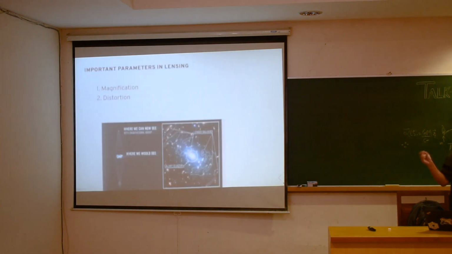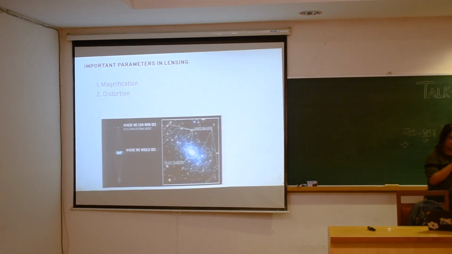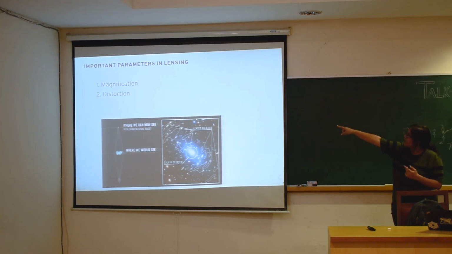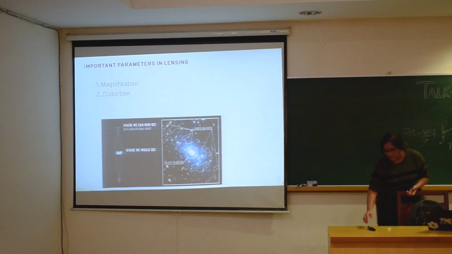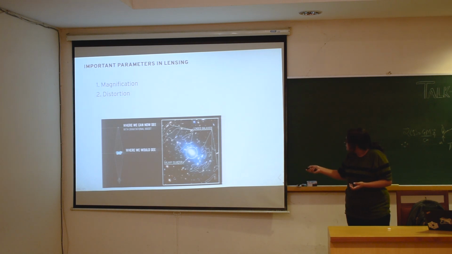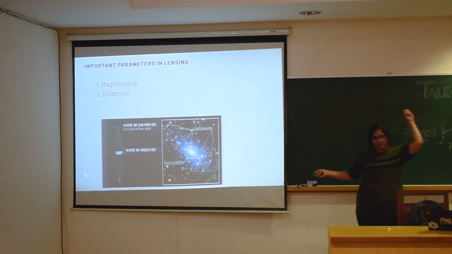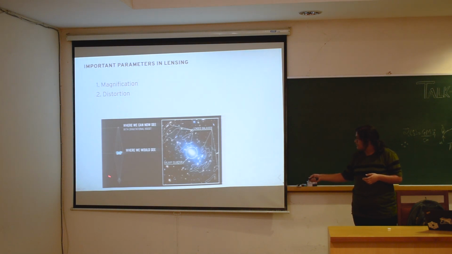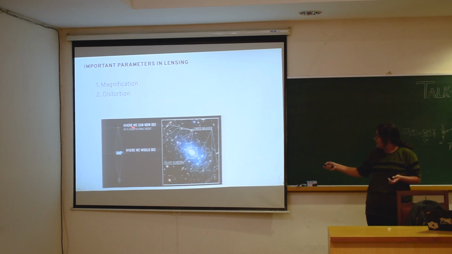Moving forward, these are the important parameters that we study in lensing, with their mathematical equations, so I am combining them. First is magnification, and second is distortion. In this particular image, this is the overview of the system that you are studying, and this is what you actually see. This is a simulation made to represent JWST. This is a galaxy cluster acting as your lens, and this is the source that is getting lensed, and this is the actual thing that we see.